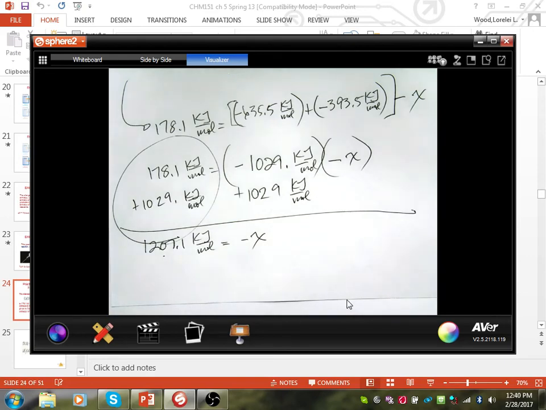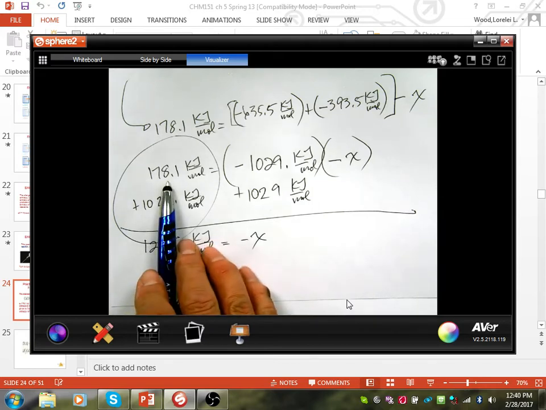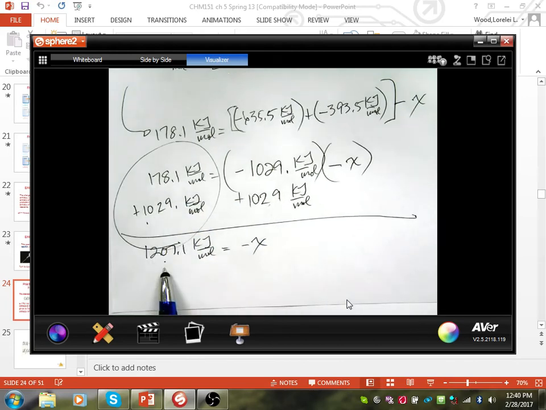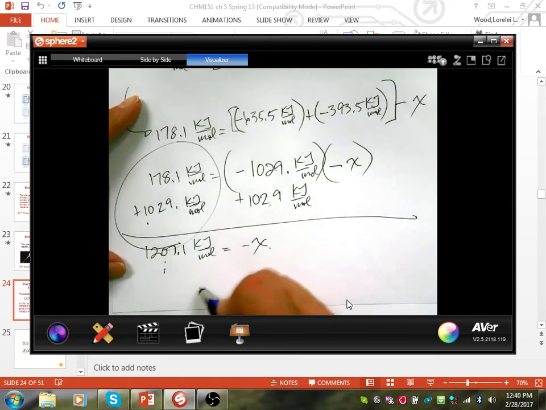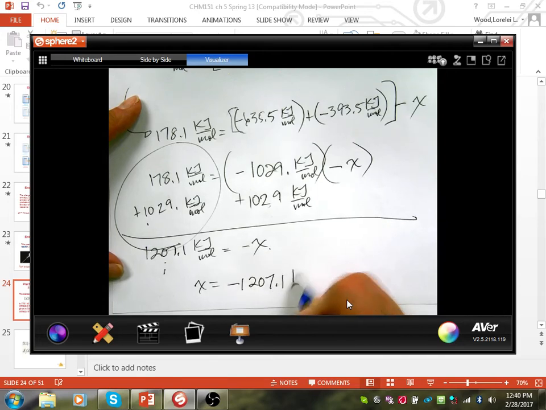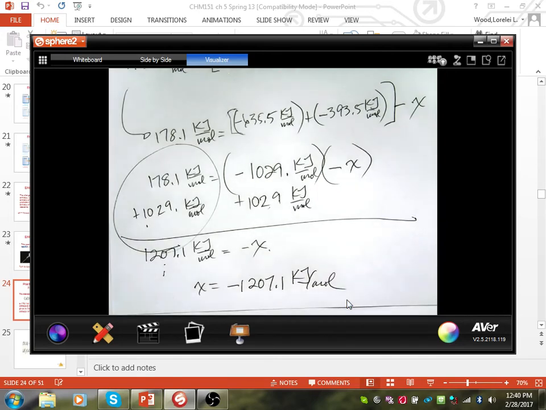You guys know in algebra you can't have a negative x, right? If you subtract it from each other, it should be, since you're adding it. I'm confused. That was our positive value. You're going to have to add it to both sides to get that one out of here. So I got a positive, and positive gives me that, right? Okay. So I can't have a negative x, so what do you do? You divide by negative 1, or multiply by negative 1. So basically, x now is equal to negative 1207.1 kilojoules per mole. Was this an exothermic or an endothermic reaction?